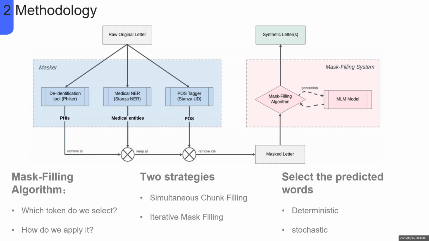As for selecting the final predicted word, we consider two options. One is deterministic, where we simply pick the word with the highest probability, and the other is stochastic, where we sample from the full probability distribution. In our case, we chose the stochastic approach because we wanted to ensure enough variation in the generated records.